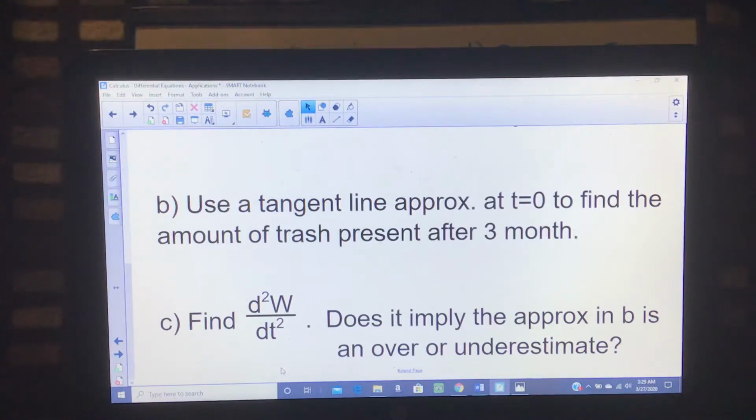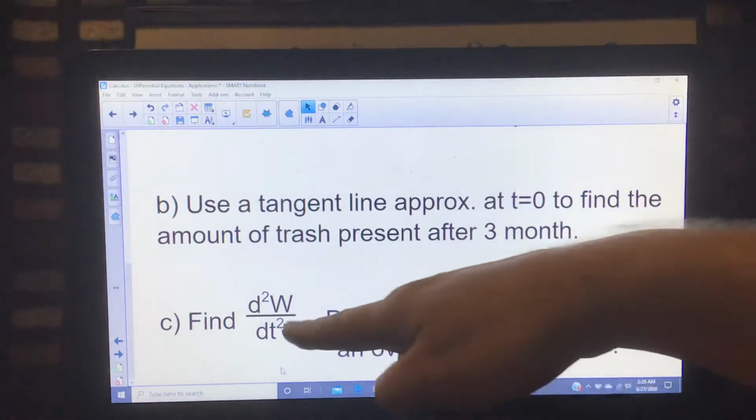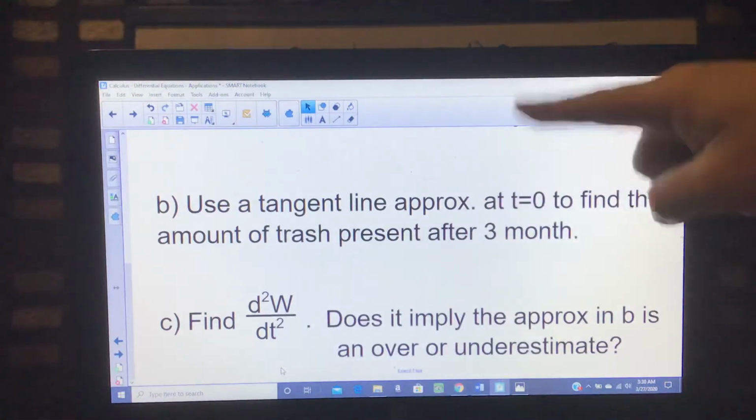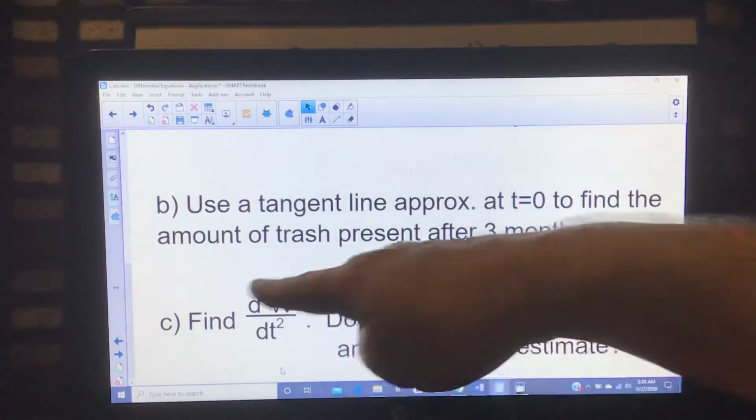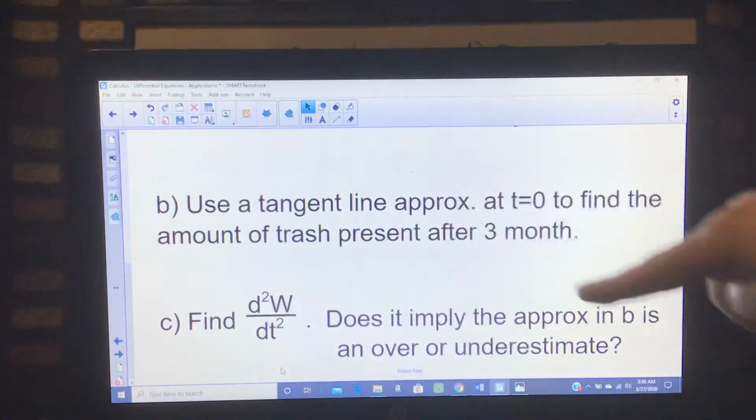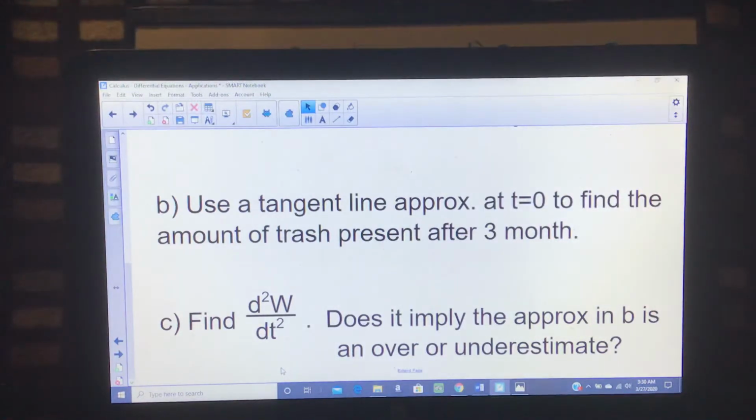Now, we could use the original function to see if it's an overestimate or underestimate, but what's kind of interesting is we actually don't need the original values at all. Just the information about the second derivative can be used to figure this out. So I'll show you how to connect the information that we find about the second derivative to answer the question about our tangent line approximation.